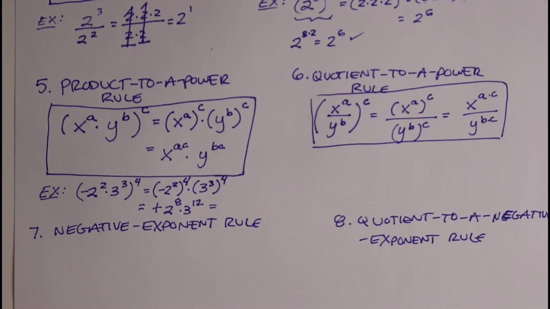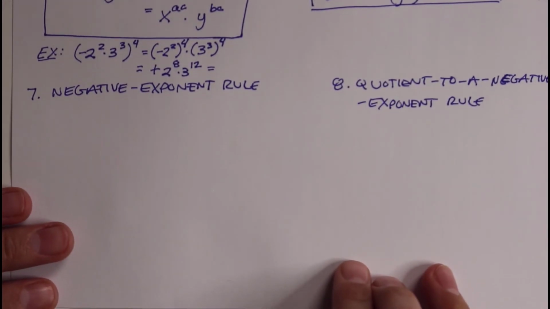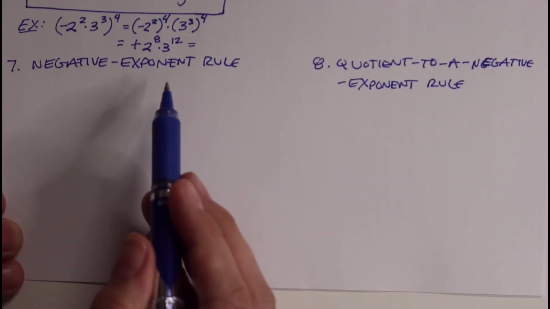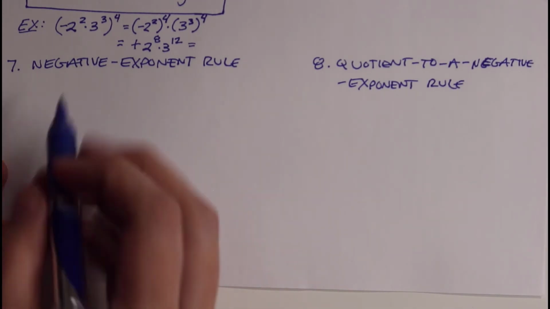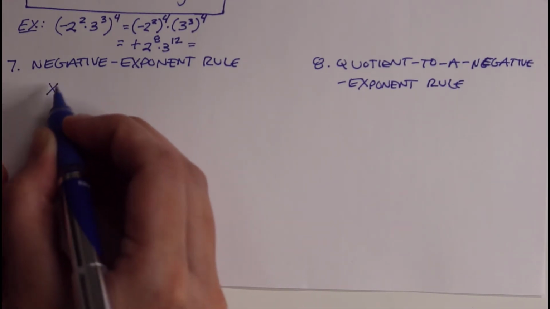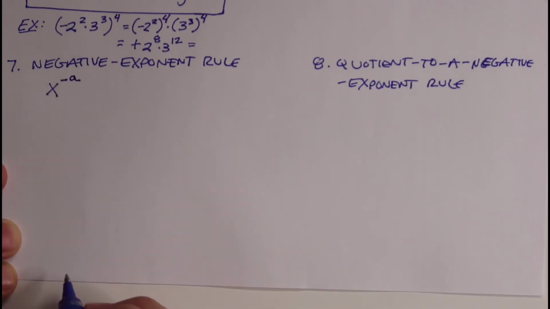The next one is pretty important. I want to make sure you understand this. So our negative exponent rule, I'm going to give you 2 versions of this because you actually need to know both. Let's say I had x to a negative power, negative exponent.